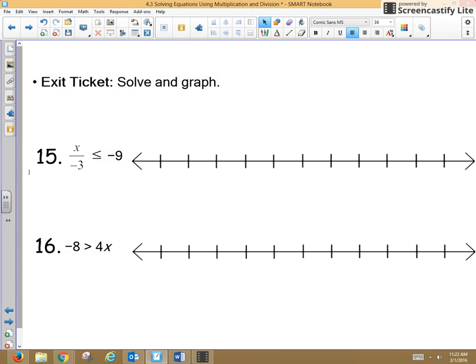For your exit ticket, I would like you to solve numbers 15 and 16 and graph them. Notice if you have a negative that you are multiplying or dividing by, you must switch the symbol only if it's a negative. Like in number 16, if it's a positive coefficient, you keep the symbol the same.